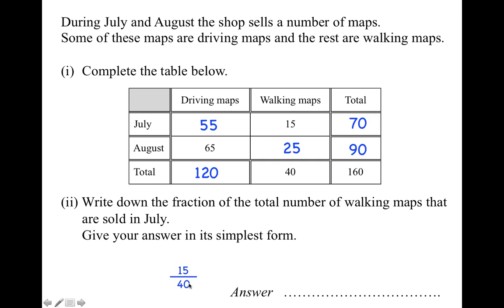Now 15 and 40 can both be divided by 5, so we divide by 5 over 5, which is effectively just dividing by 1, and we get the answer in the form of 3/8. So the answer in its simplest form is 3/8.